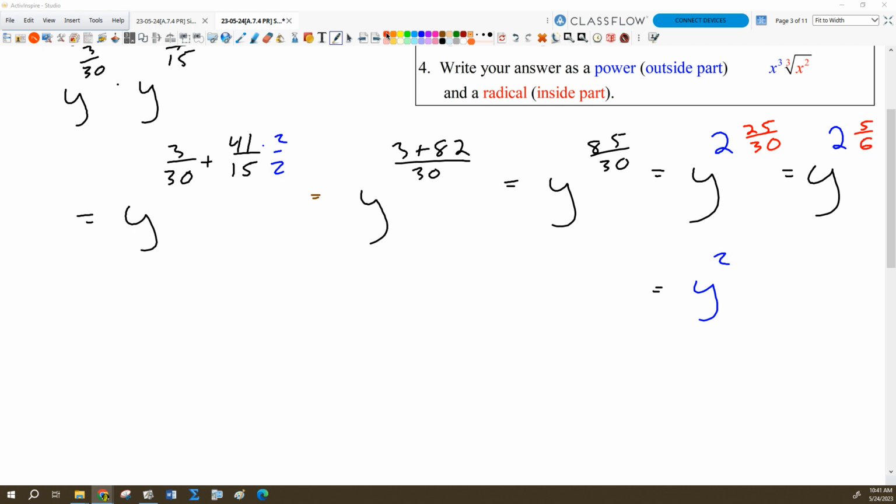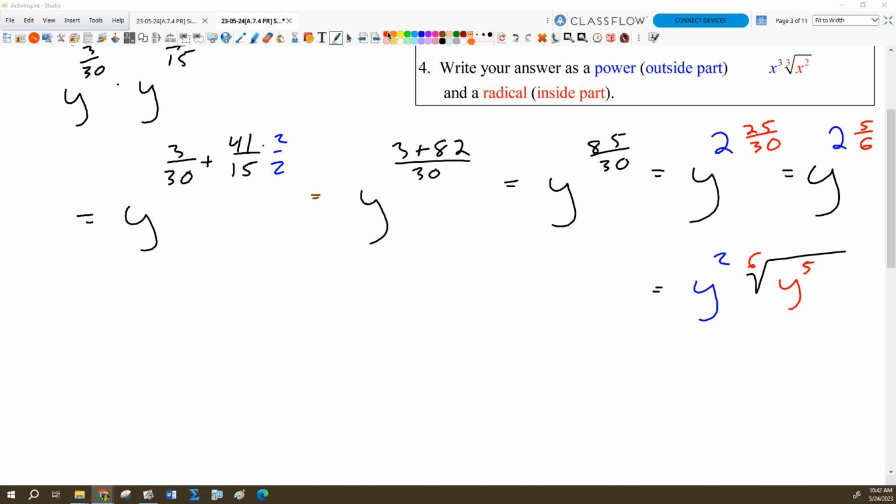And so that's going to turn that y to the 5/6 into what? How would I write that? Sixth root of y to the 5th. There we go. Okay, good, good, good.